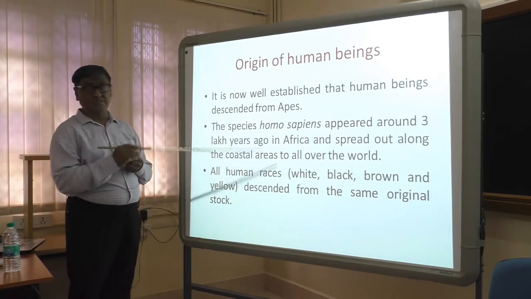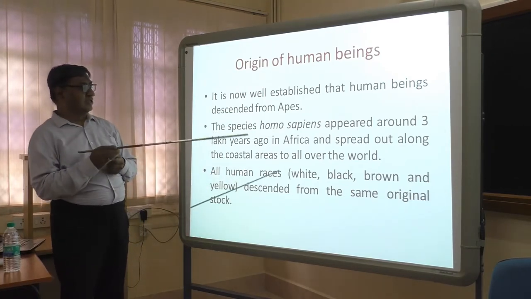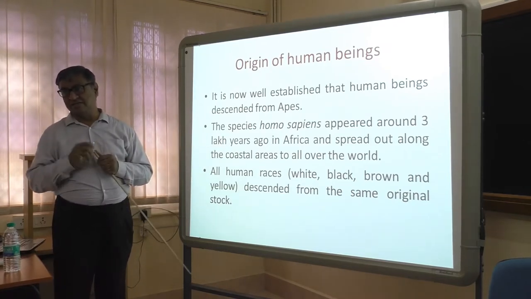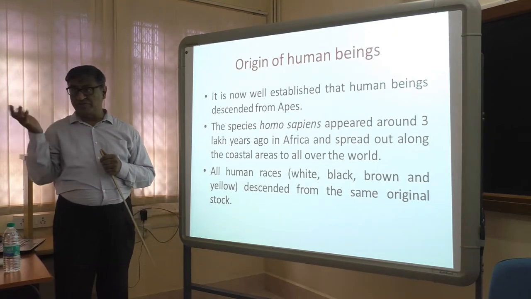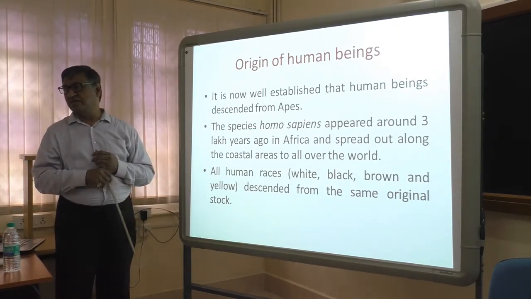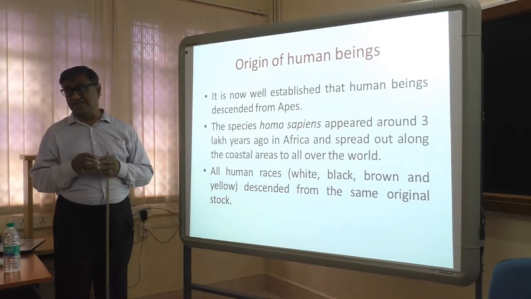And the species Homo sapiens, which represents human beings, evolved around 3 lakh years ago. The earliest sample that they have got is about 3 lakh years. In fact, for a long time it was thought to be between 2 to 2.5. Then they found another one at about 3 lakh years. So that seems to be approximately the age.